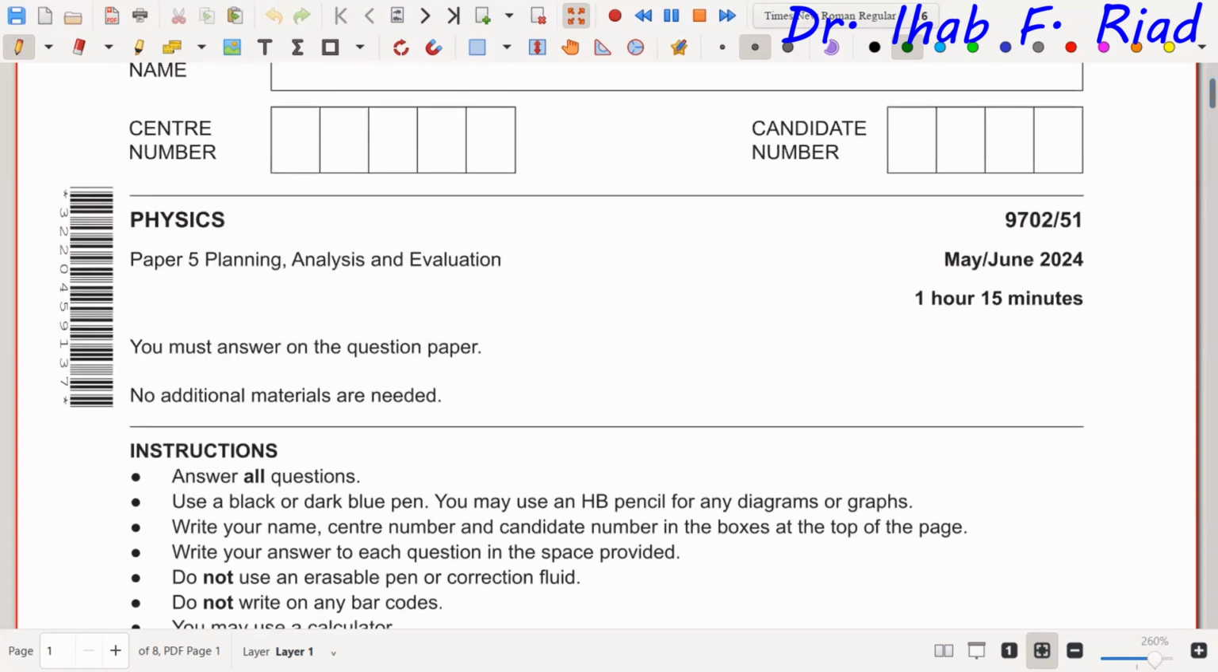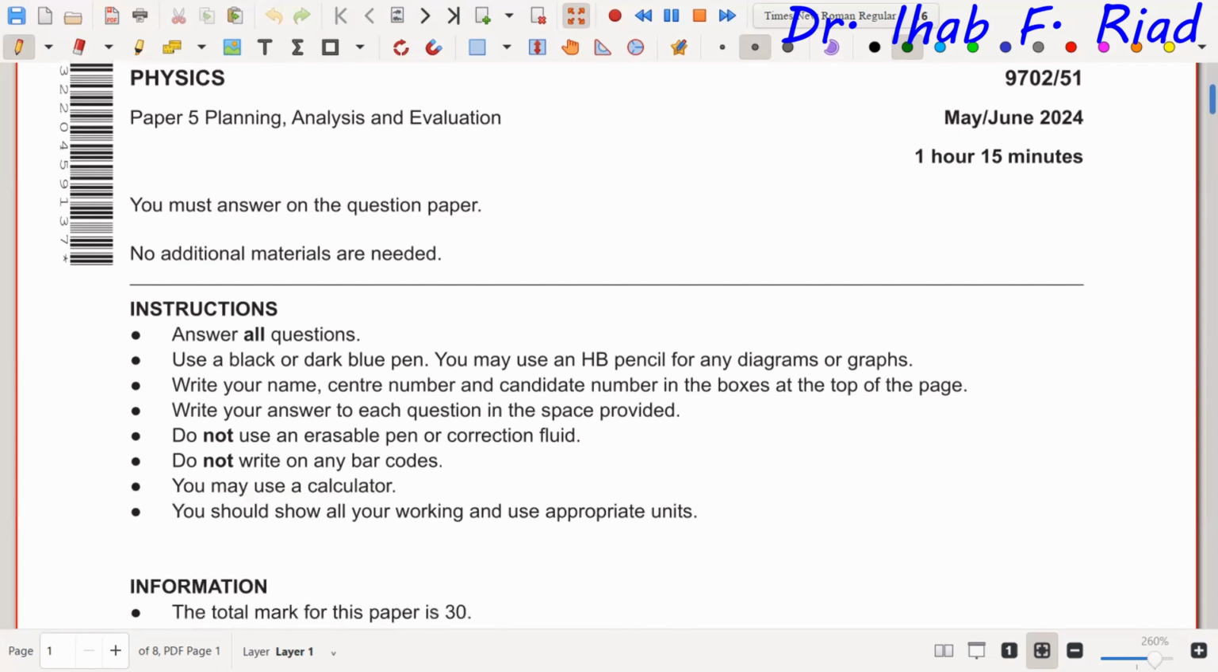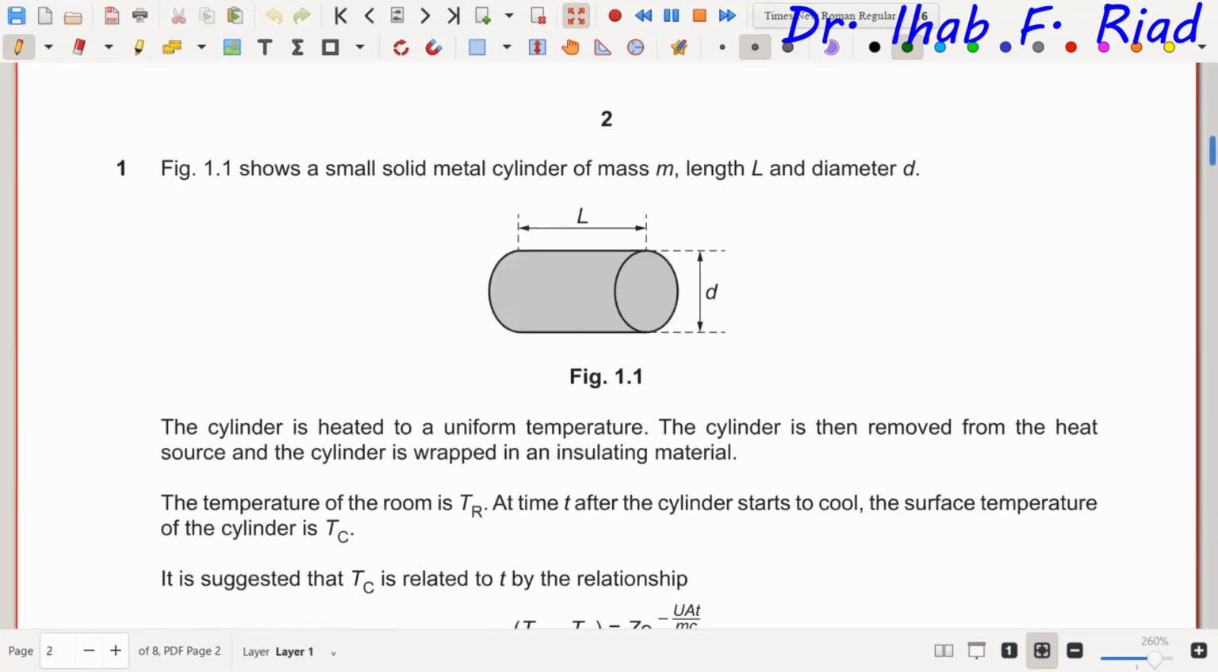Today we are going to do this exam. It is a May-June 2024 and variant 51.